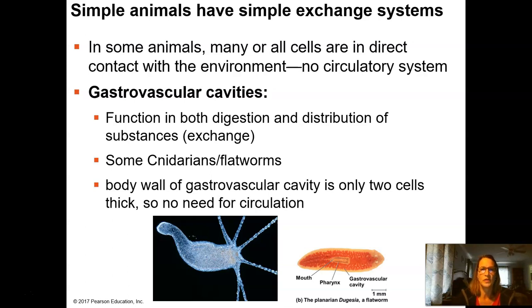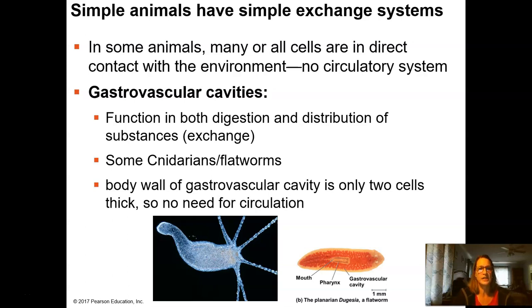So in some animals, if the cells are in direct contact with the environment, then there's no circulatory system at all. Organisms with gastrovascular cavities, you may remember these from when we talked about animal nutrition. Organisms with gastrovascular cavities basically do not have a circulatory system in the same way that we do. So the gastrovascular cavity actually functions both in digestion, like we learned about in the last chapter, and distribution of other substances like carbon dioxide and oxygen.